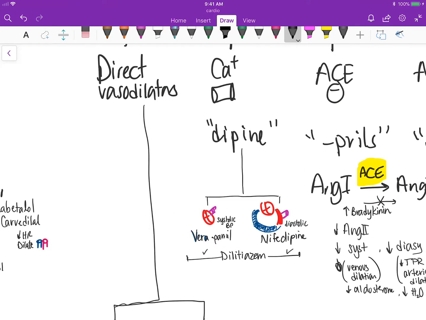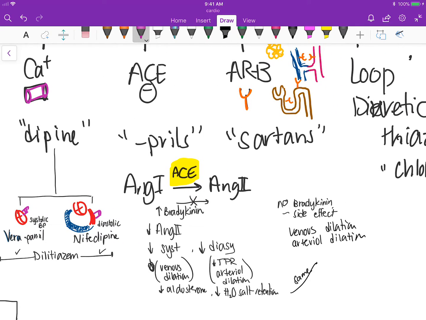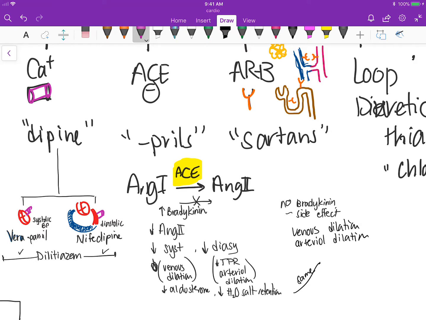Now remember that my calcium channel, I drew it in this color. This is my calcium channel. The second drug is ACE inhibitors. I'm going to talk about ACE inhibitors and angiotensin receptor blockers sort of together. ACE inhibitors end in the word pril, like April, pril, and the ARBs they end in the word sartans.